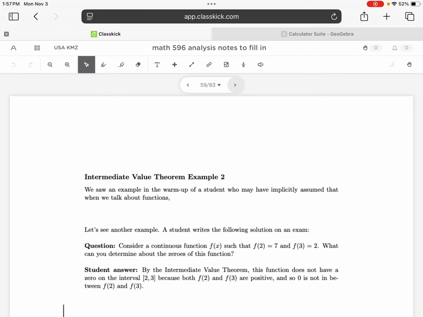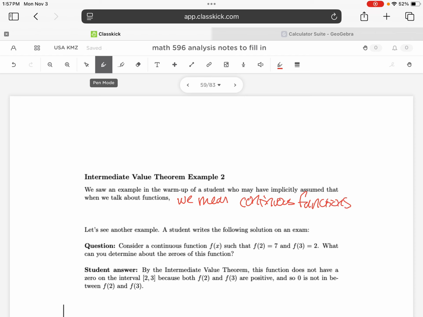For instance, we saw an example in the warm-up where a student may have implicitly assumed that when we talk about functions, we mean continuous functions only, rather than any function. Or maybe the student assumed that we're only talking about polynomial functions because those are the most often examples that we give our students. Let's look at another example and see what kind of hidden assumptions a student could have. So let's say a student writes the following solution on an exam.